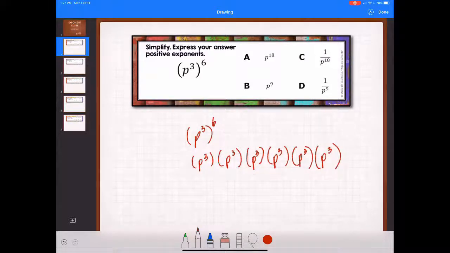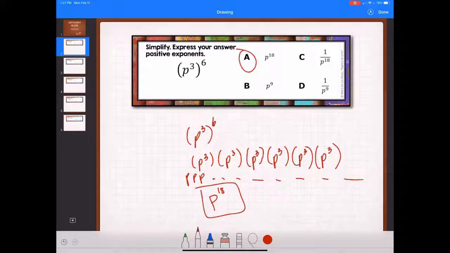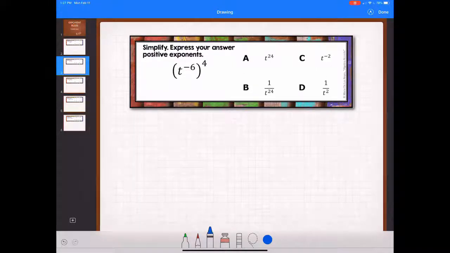You could expand it even further and write all the p's out, or you can just add them up, and that would be p to the 18th. A shortcut for the power rule is that if you have a power raised to a power, you would multiply the two together. That would give you p to the 18th power, because 3 times 6 is 18. So let's try that in this example.